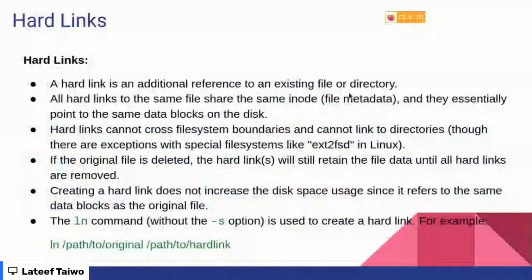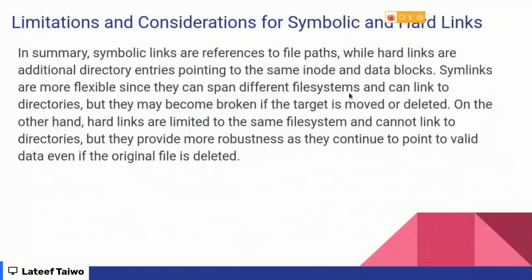With this, we come to the end of today's session. So now let me quickly talk about the limitations and considerations for symbolic links and hard links. In summary, symbolic links are references to file paths, while hard links are additional directory entries pointing to the same inode and data blocks. Symbolic links are more flexible since they can span different file systems and can link to directories, but they may become broken if the target is moved or removed, like I mentioned initially. On the other hand, hard links are limited to the same file system and cannot link to directories, but they provide more robustness as they continue to point to valid data even if the original data is deleted.